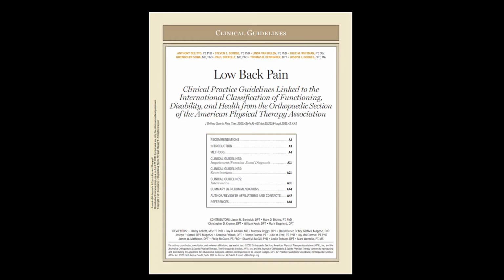One of your references for this particular week is going to be the clinical practice guidelines for low back pain that has been put out by the orthopedic section of the American Physical Therapy Association. And so let's just speak to these guidelines for a minute before moving forward with the content for the lecture.